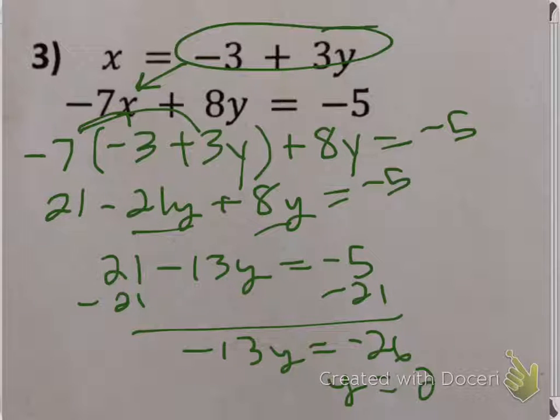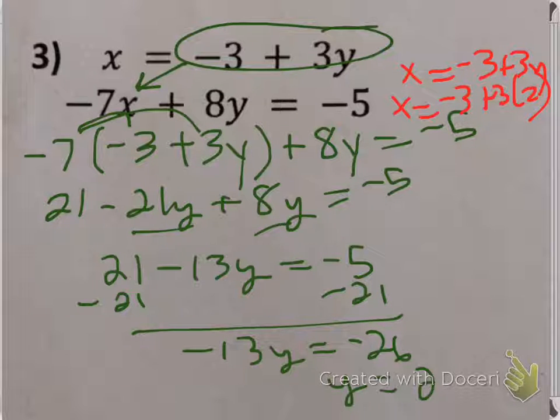I'm still not done though. I have to go and substitute it back up into the top in order to get the value for my x. So I'm going to put it up here in this x equals negative 3 plus 3y equation. And so x equals negative 3 plus 3 times 2. 3 times 2 is 6. Negative 3 plus 6 is 3. So my ordered pair answer is 3, 2.